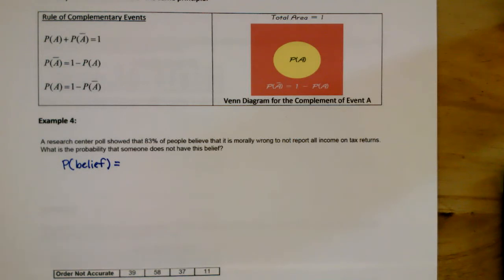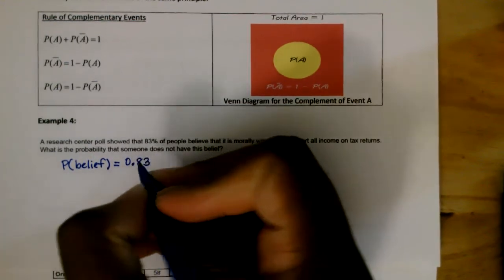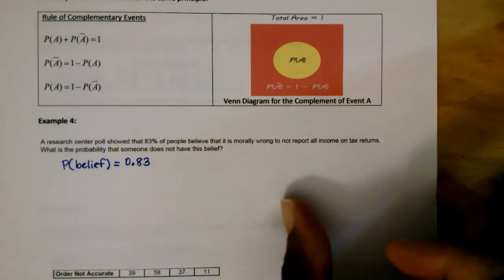So 83% as a decimal, if you recall. Drop the percent sign, move the decimal point 2 places to the left. It will be 0.83.